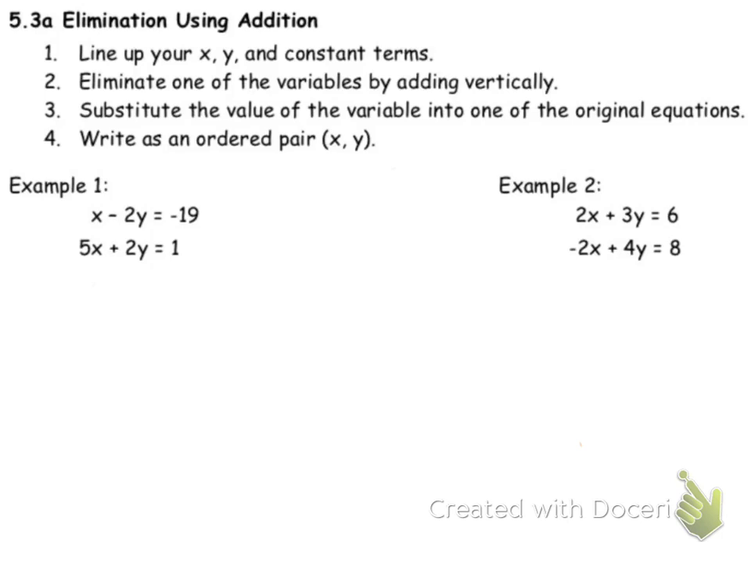So, the first step is to what, Brock? What's it say? Line up your x, y, and constant terms. Caden, what does step 2 say? Eliminate one of the variables by adding vertically.